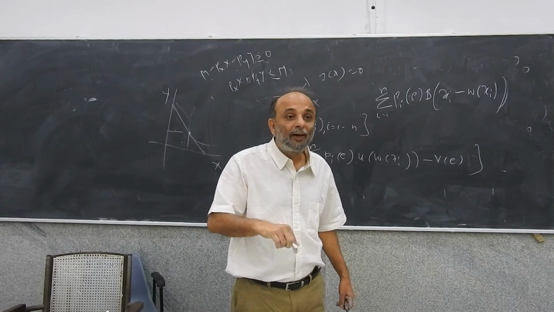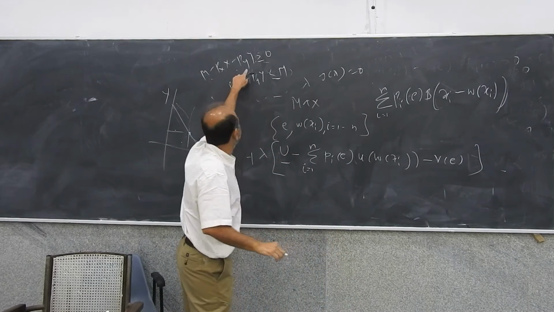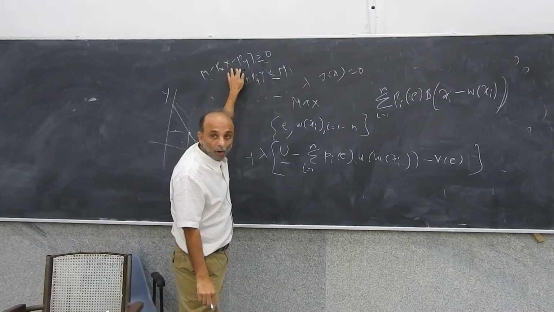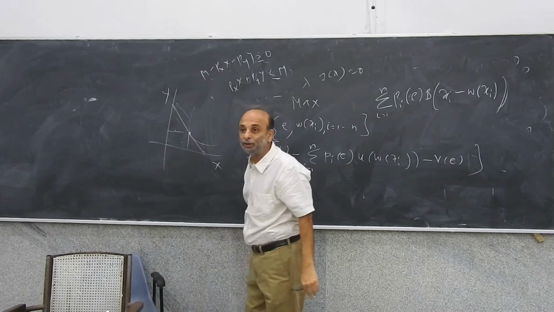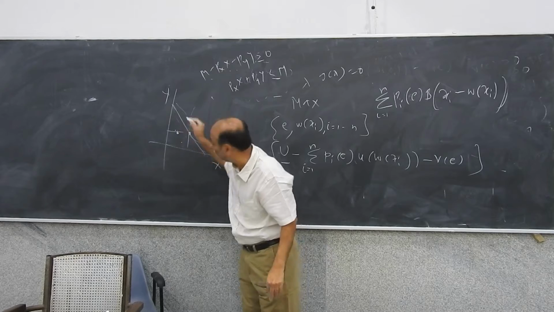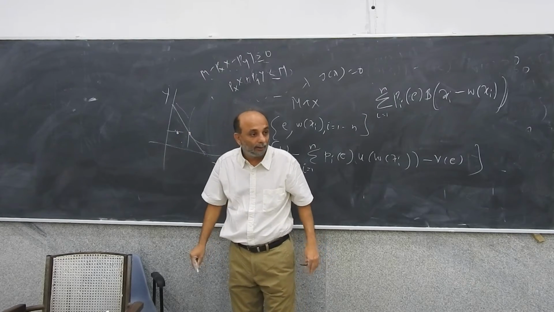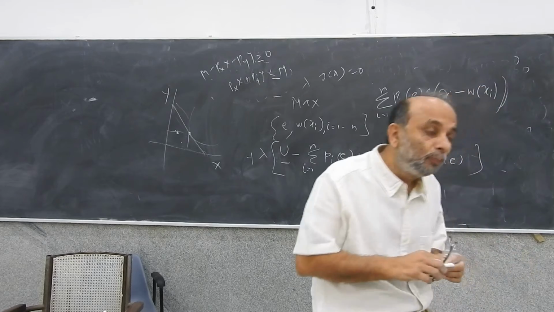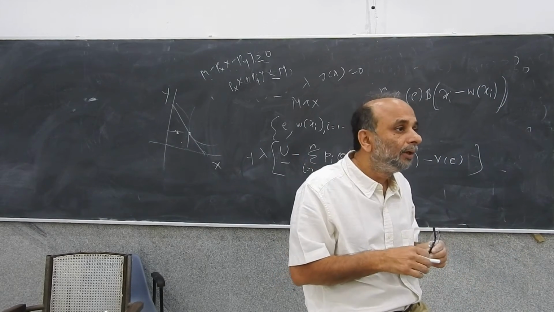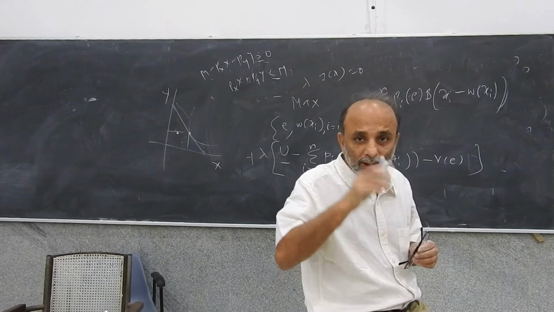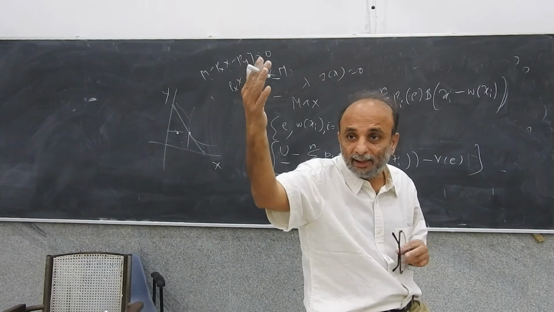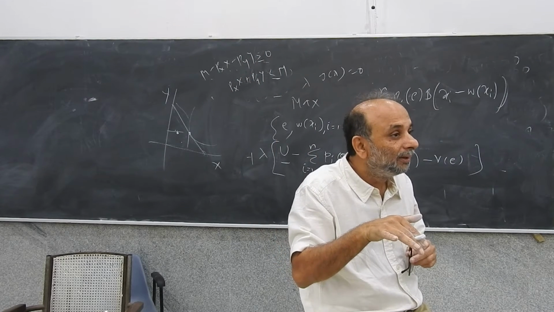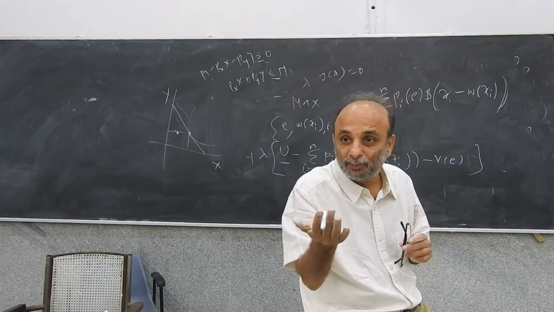So therefore, if lambda is greater than 0, this must be equal to 0. On the other hand, if this is not equal to 0, suppose I am here, so I am not spending all the money that I have. If I give you 1 more rupee, will my utility improve? No. I will not go on to a higher indifference curve, which means that lambda must be equal to 0. The marginal utility of money must be equal to 0.